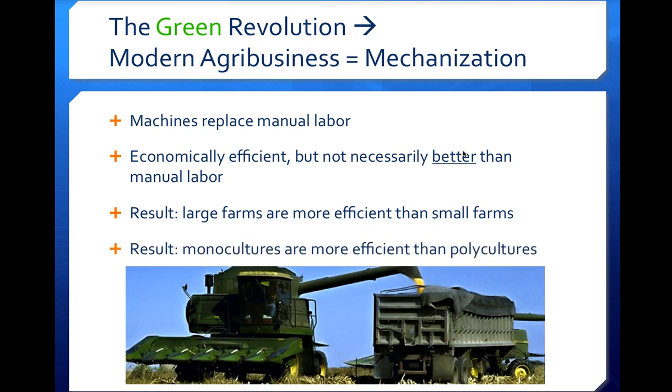Another result of mechanization is that we end up with monocultures, which are more efficient than polycultures. So monoculture, we'll talk about later, is when you have a single crop being grown on an area of land. Polyculture would be multiple crops. Now, the use of machines to do the harvesting means that those machines are going to do much better if they just get all of one kind of thing. They don't have to distinguish between the corn and the soybeans, or the corn and the wheat, or whatever.